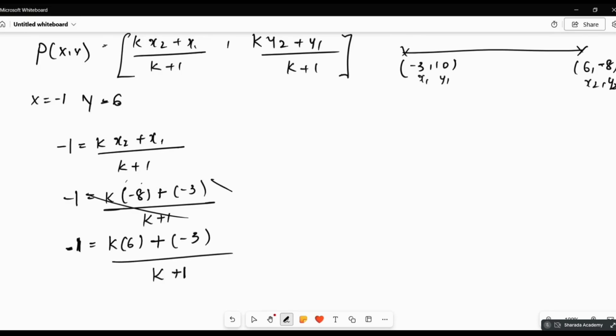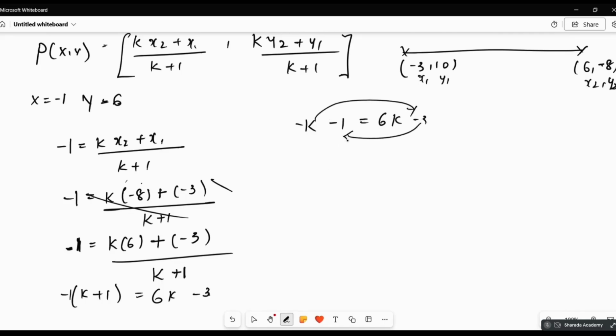So what will you get? Minus 1 into K plus 1 is equal to 6K minus 3. So minus K minus 1 is equal to 6K minus 3. Minus K you shift to here, and minus 3 to this side. So 3 minus 1 will be equal to 6K plus K, or 2 is equal to 7K, K is equal to 2 by 7.